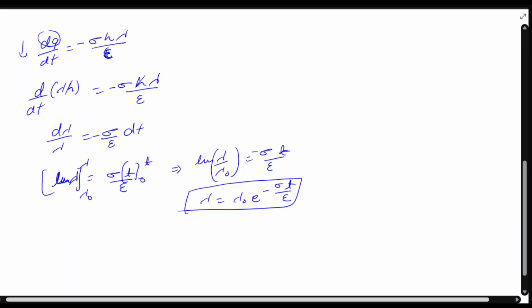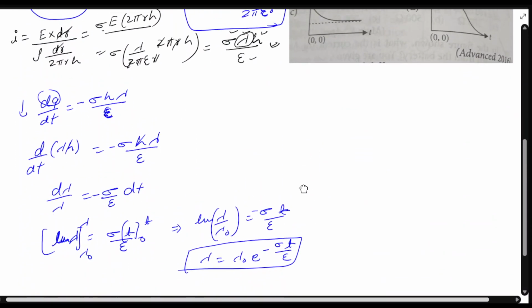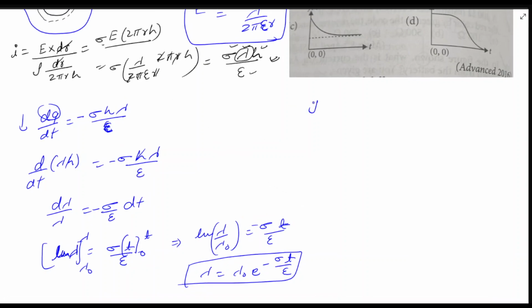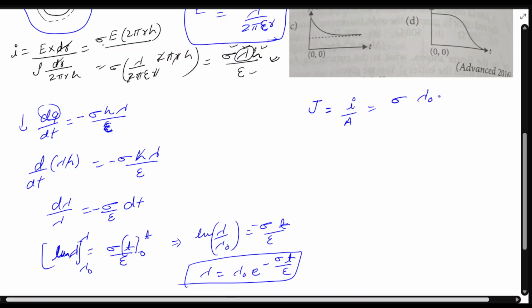Now what do we have to find? We have to find the current density, right? So current density will be I by A. Now let's put all those things here. So I was sigma lambda h upon epsilon. In the place of lambda, we'll write lambda naught e to the power minus sigma t upon epsilon. And in the place of area, we'll write 2 pi r h. Okay, so h will get cancelled.